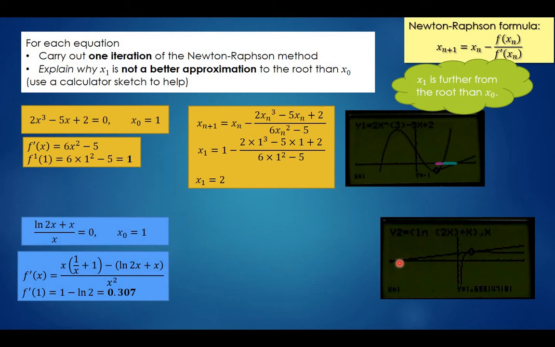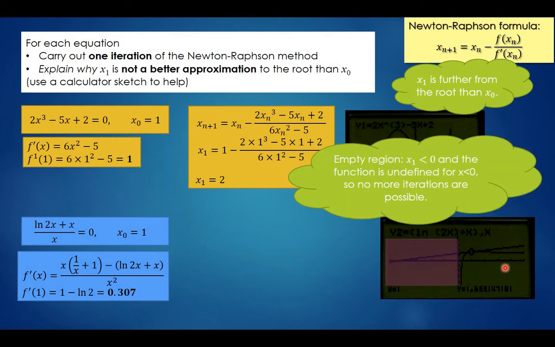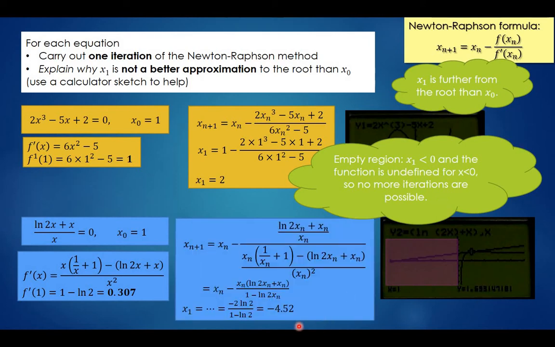We can see it's way off here. And the big thing is we've got this massive empty area. So the function is not defined here. It makes sense. It involves a log of 2x, so the function is not going to be defined when x is less than 0. So no more further iterations are possible. After we found that first one, which turns out to be negative 4.52, then we can't do any more.